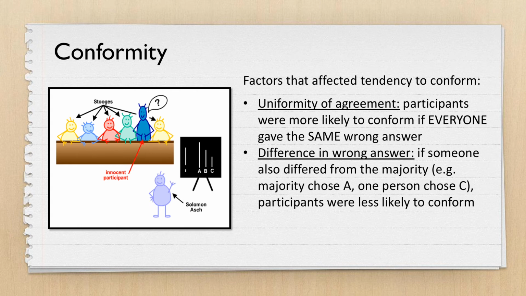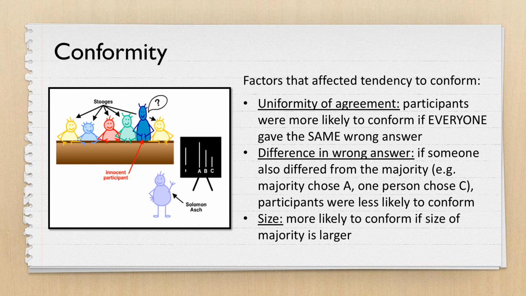The second factor is difference in wrong answer. If someone else also differed from the majority, for example, the majority chose A and that person chose C, although that person doesn't have the same choice as you, because of the existence of that person, you are less likely to conform to the majority because someone else also has a different opinion.